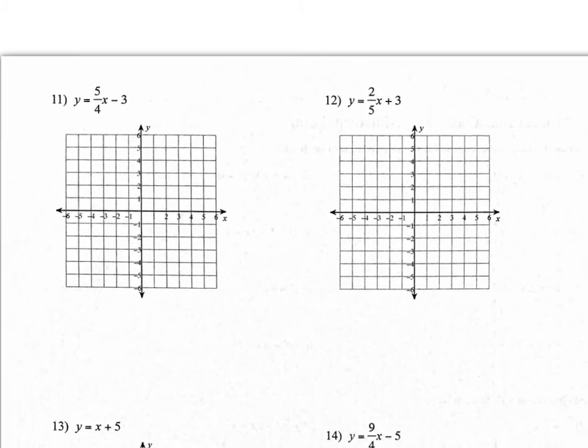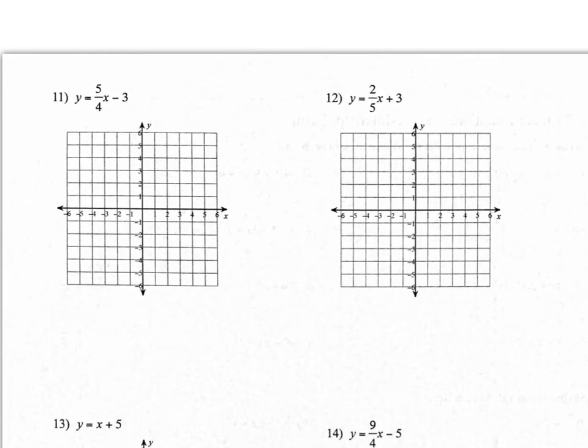Now on number 11, our slope is 5/4 and our b is -3. So we start where y is -3. And because this is positive, you're going up the top number. Bottom number is always to the right. So up 5, 1, 2, 3, 4, 5, right 1, 2, 3, 4. Notice I'm going up 5, right 4 from that point. So you use a ruler, make it nice and straight.